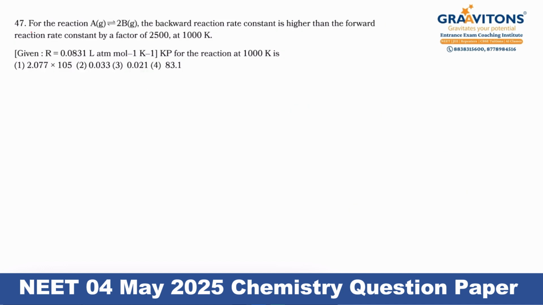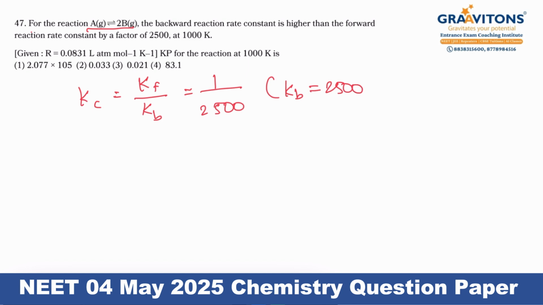Our next question: for the reaction A in equilibrium with 2B, the backward rate constant is higher than the forward reaction rate constant by a factor of 2500. We know that the equilibrium constant can be written as the rate of forward divided by the rate of backward, which is 1 by 2500, because the given data has Kb equal to 2500 times Kf. So I can write Kc.